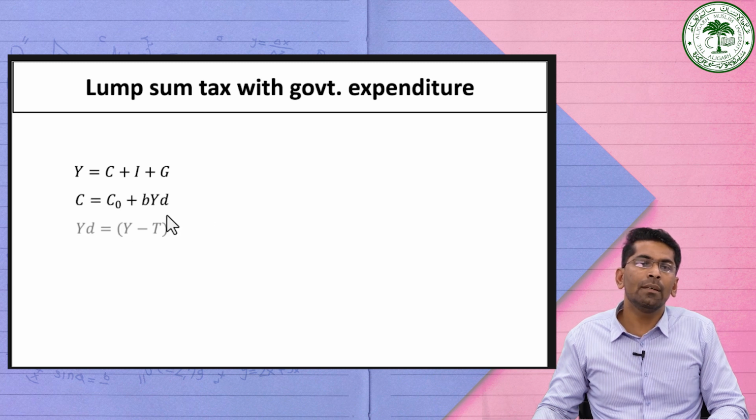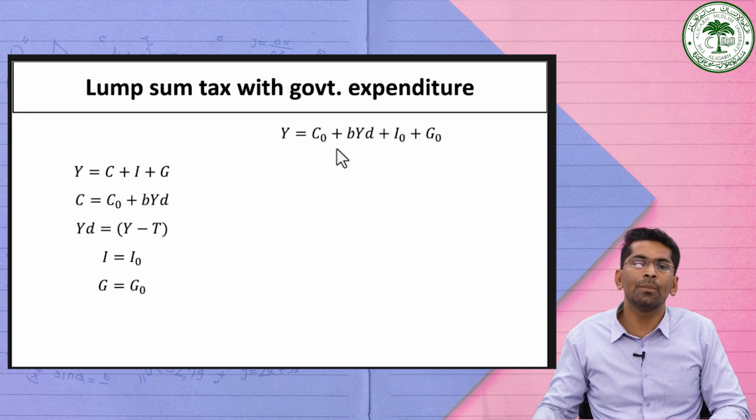Consumption function is given. Disposable income is equal to Y minus T, because here we are going to impose the lump sum tax. So your disposable income is equal to income minus tax, and investment is equal to I0. Government expenditure is equal to G0. So now we are going to integrate everything into the income equation. So Y is equal to consumption, that is C0 plus BYD plus I0 plus G0.